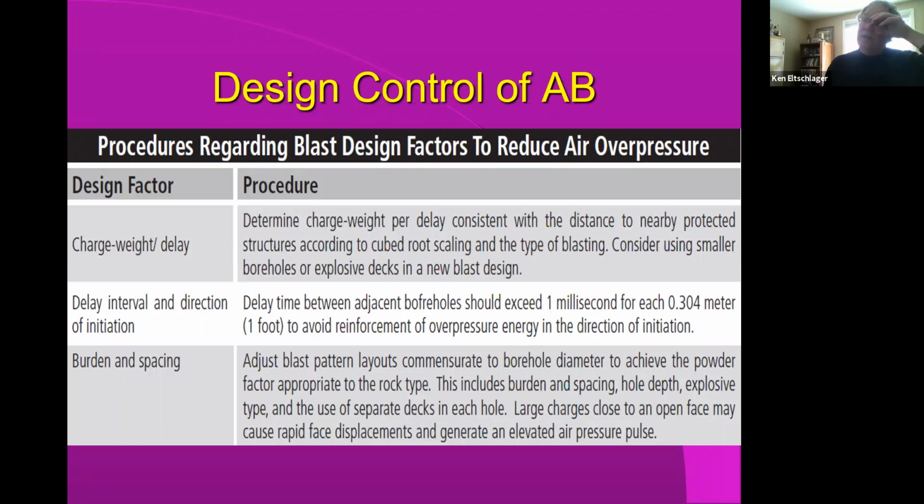Design control issues, again, charge weight is another big indicator. Delay interval, there again, keep going back to that, and it focuses on getting those charges to detonate far enough apart so the energy doesn't couple together. And burden and spacing, lastly.